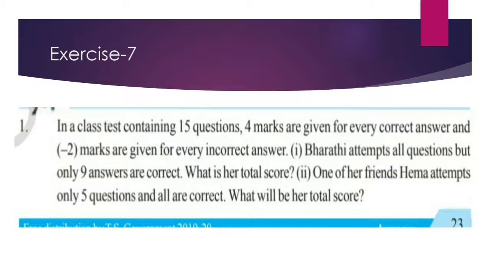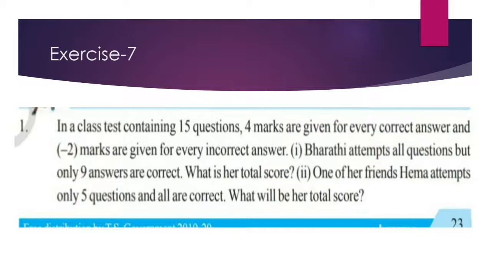One of her friends, Hema, attempts only 5 questions and all are correct. That means out of 15, 5 are correct. She attempts only 5 questions, that means 10 she is not attempting, so she does not get negative marks. So only 5 questions with correct marks we have to calculate. What will be her total score? Okay, in this problem I will explain the first part, you have to do the second part.